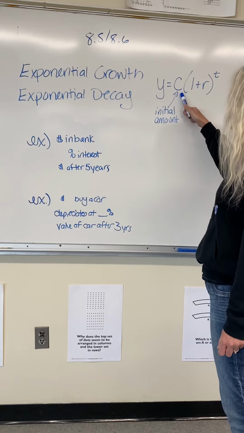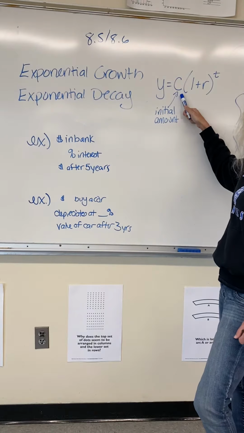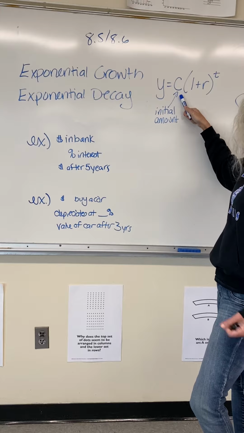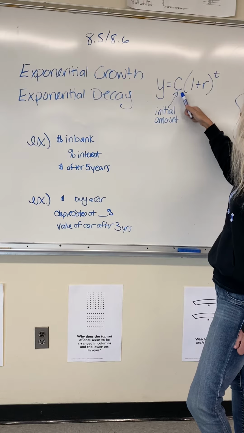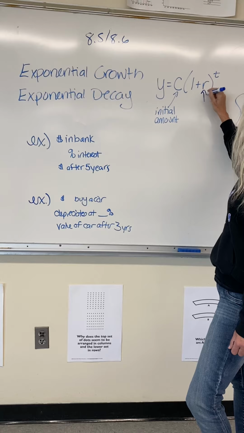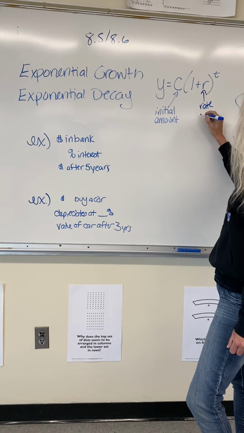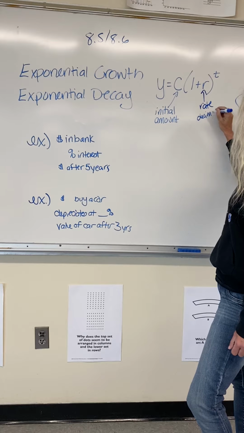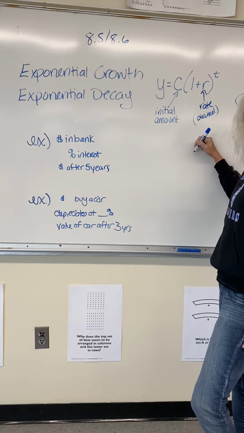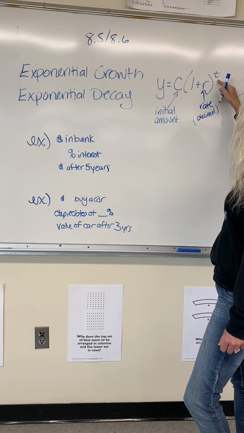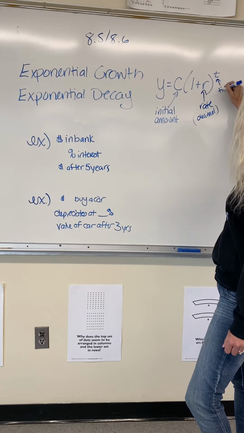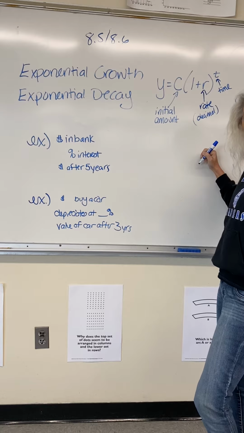But anyways, the basic formula for exponential growth or decay: y equals C, on the outside, which is our initial amount of something, whatever we're starting with. In parentheses, we've got 1 plus r. R is your rate, and you want to make sure that you express it as a decimal. And the t up here stands for time.